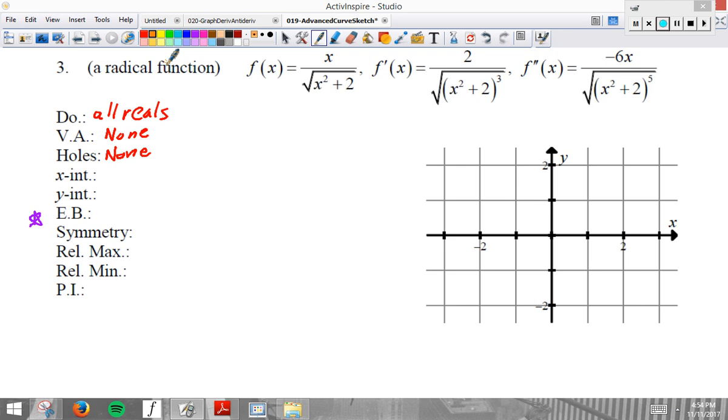X-intercept. The only way to get a 0 out of this fraction is if the top were 0.